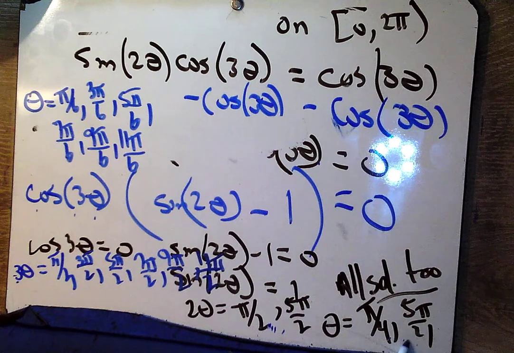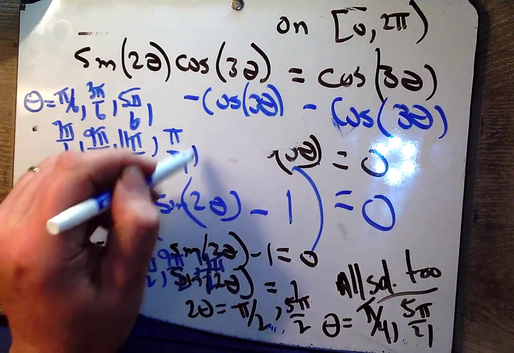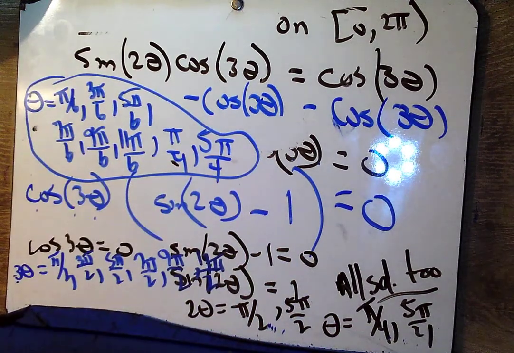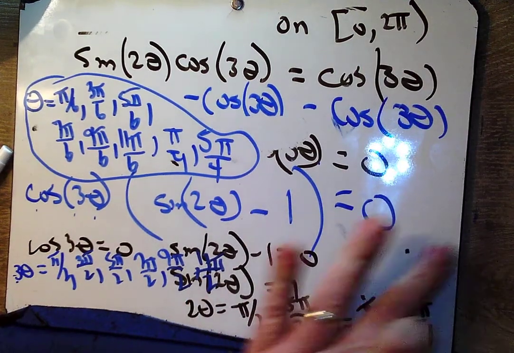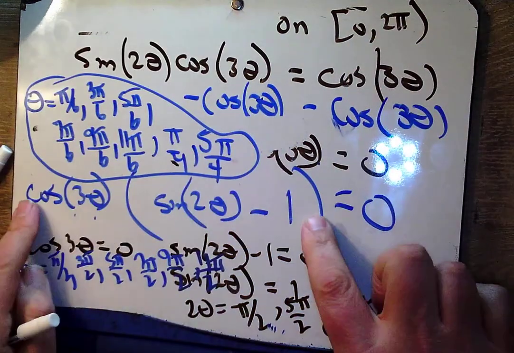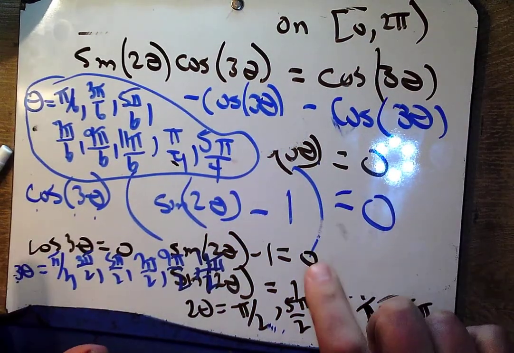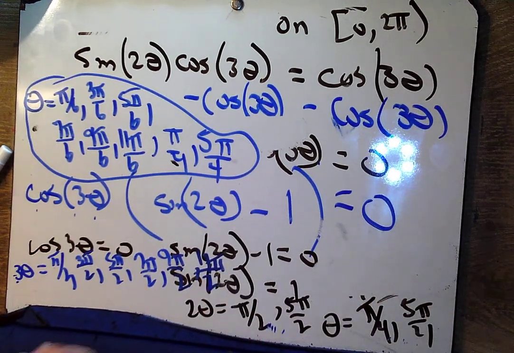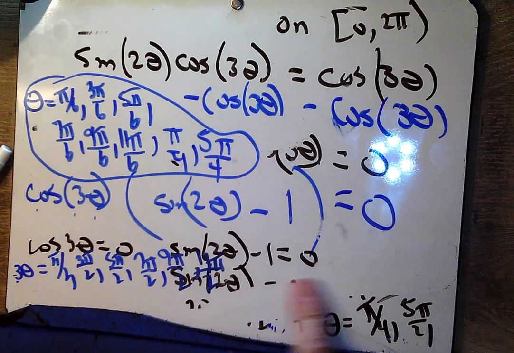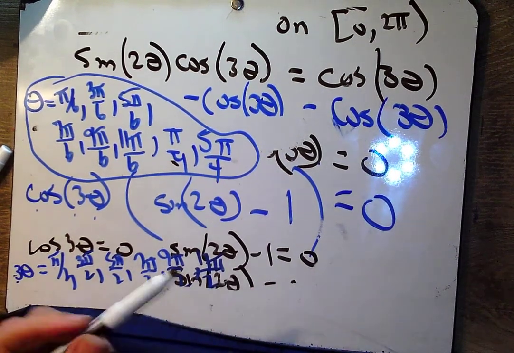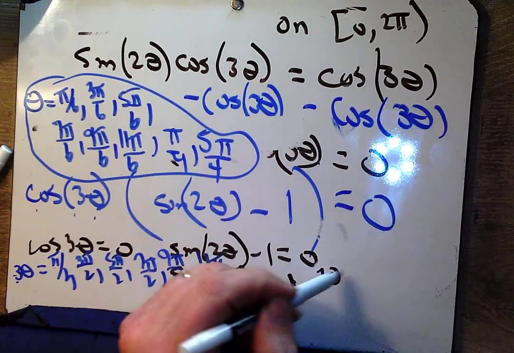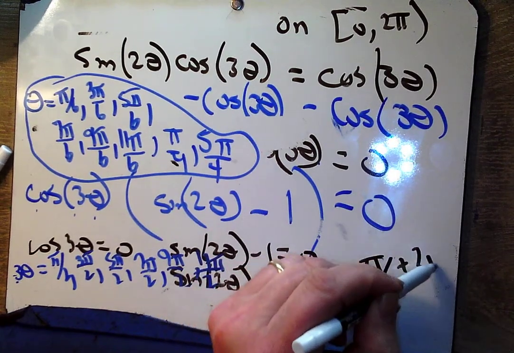Don't forget these solutions over here as well. We've got pi over 4 and 5 pi over 4. These are our solutions on 0 to 2 pi. Now, what about the all solution situation? Well, everything's going to be the same up to here and to here, but once I get here, instead of going around twice, I'm just going to go around once. So here, when is sine equal to 1? That happens at pi over 2. So 2 theta equals pi over 2 plus 2 pi n.